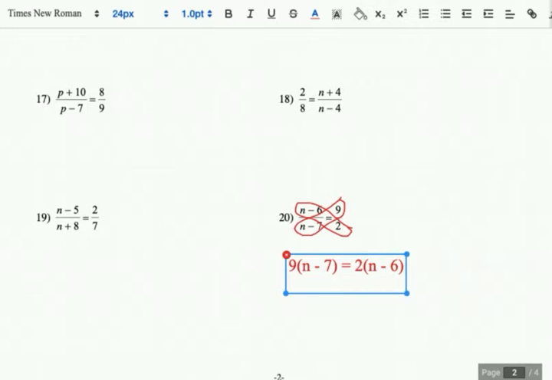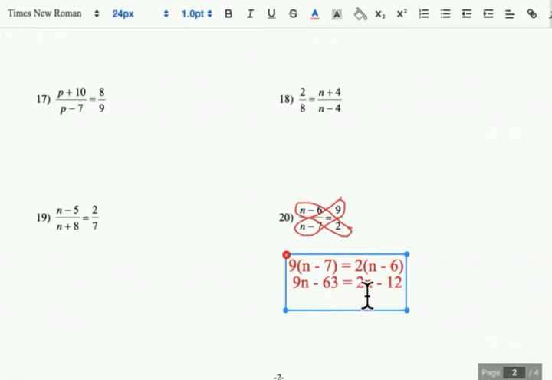And I have to use the distributive property twice here. 9 times n is 9n, and then 9 times negative 7 would be negative 63. So this just becomes 9n minus 63. And on this side, 2 times n is 2n, using the distributive property, and then 2 times negative 6, negative 12. So to undo this, I like to start with the variable terms first.